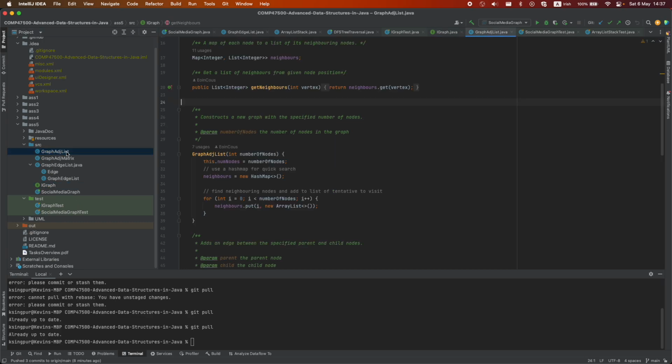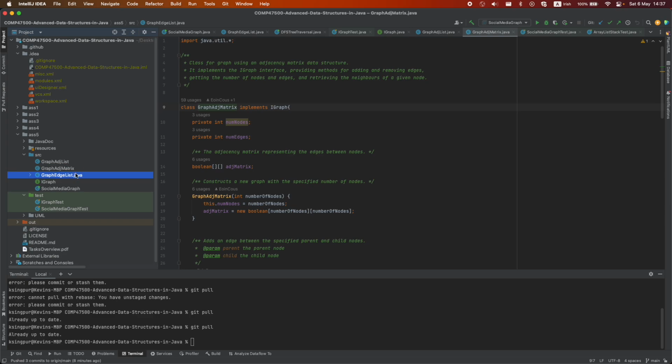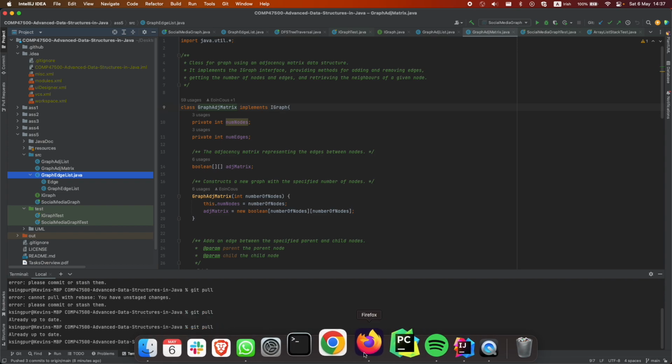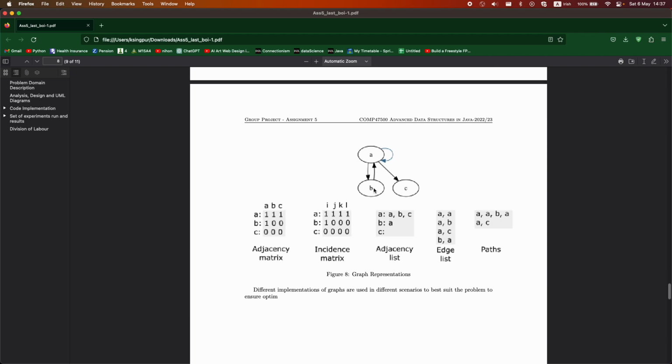Now we have created three representations for this graph: an adjacency list, which is the same as in assignment 1, an adjacency matrix. This one is something new that we created, and we also have our edge list representation. So if we go to our assignment, our PDF report, we can see a simple representation of this.